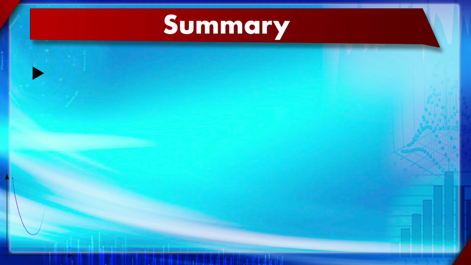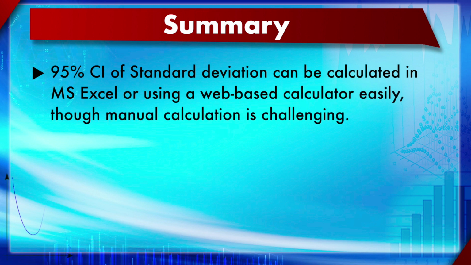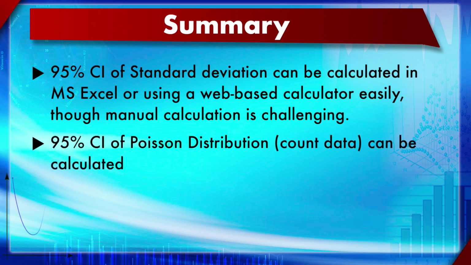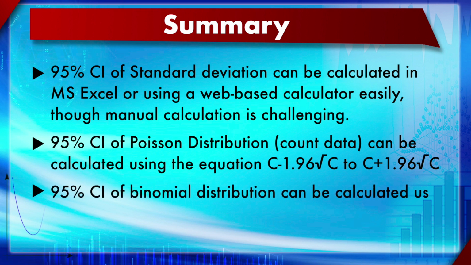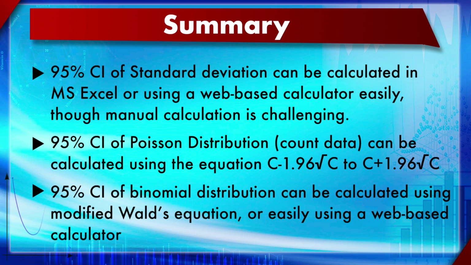So the summary is that the 95% confidence interval of the standard deviation can be calculated in MS Excel or using a web based calculator very easily, or through manual calculation, though it is a bit challenging. The 95% CI of the Poisson distribution or the count data can be calculated using the equation C minus 1.96 times root C to C plus 1.96 times root C. The 95% CI of the binomial distribution can be calculated using a modified Wald equation or easily by a web based calculator.